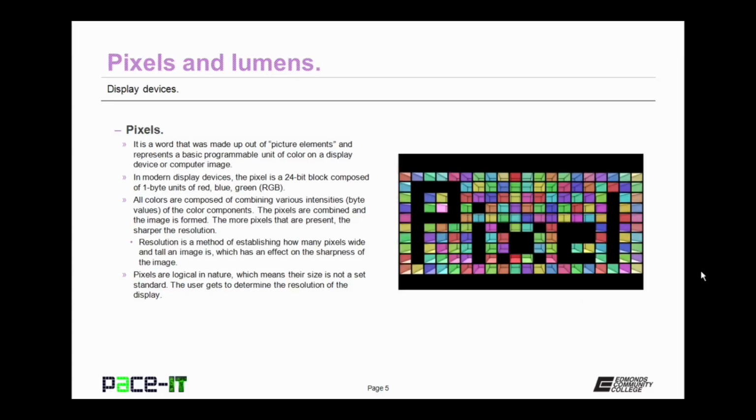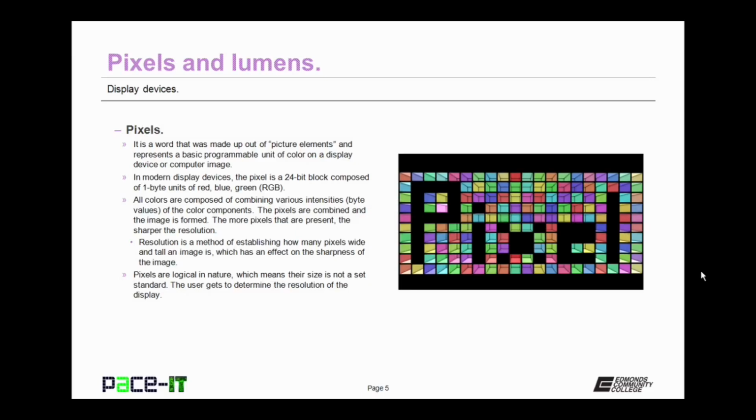Now, pixels is a word that's made up out of picture elements, and it represents a basic programmable unit of color on a display device or computer image. In the modern display device, the pixel is a 24-bit block that is composed of 1 byte units of red, blue, and green, RGB. All the colors of the spectrum are composed by combining various intensities, byte values, of the color component. The pixels are combined and the image is formed. The more pixels that are present, the sharper the resolution.